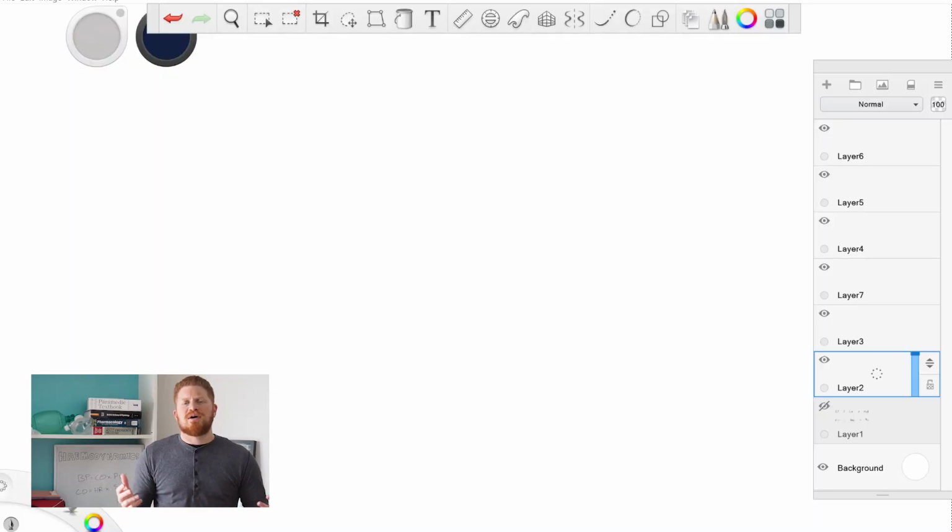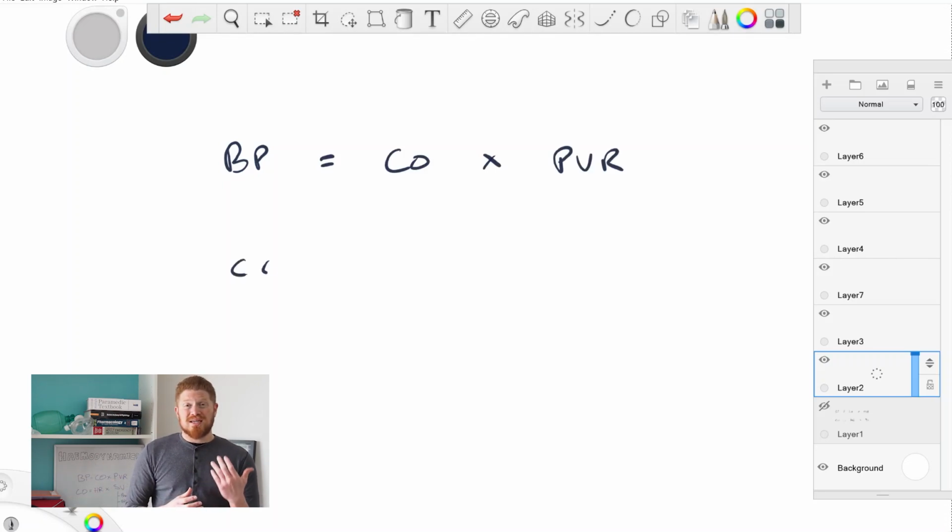Okay, now that we've got the scenarios out of the way, let's go to the board. All right, so let's begin by actually writing these formulas out. The first formula is blood pressure equals cardiac output times peripheral vascular resistance. The second formula is cardiac output equals heart rate times stroke volume.